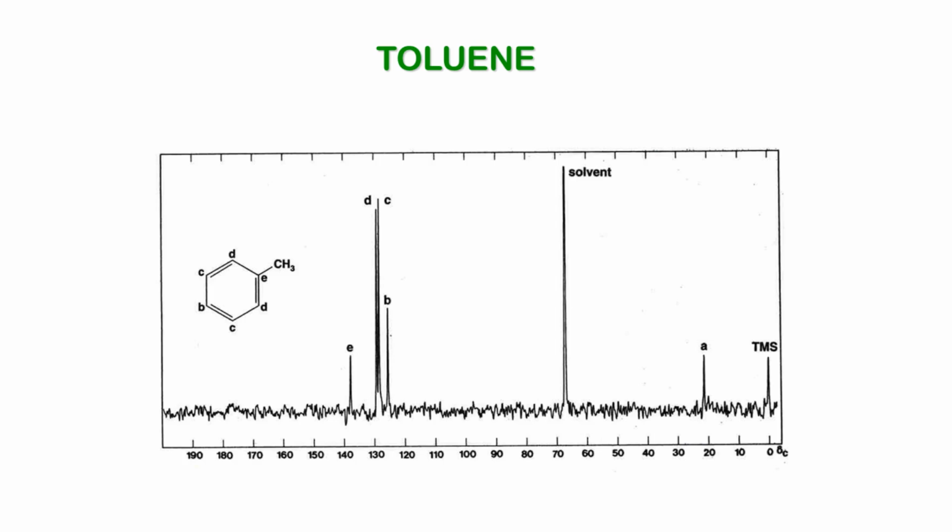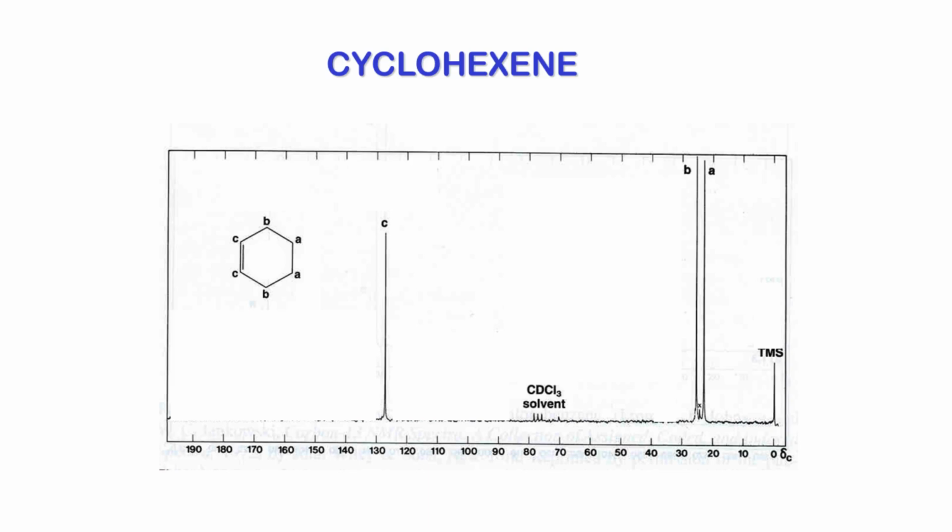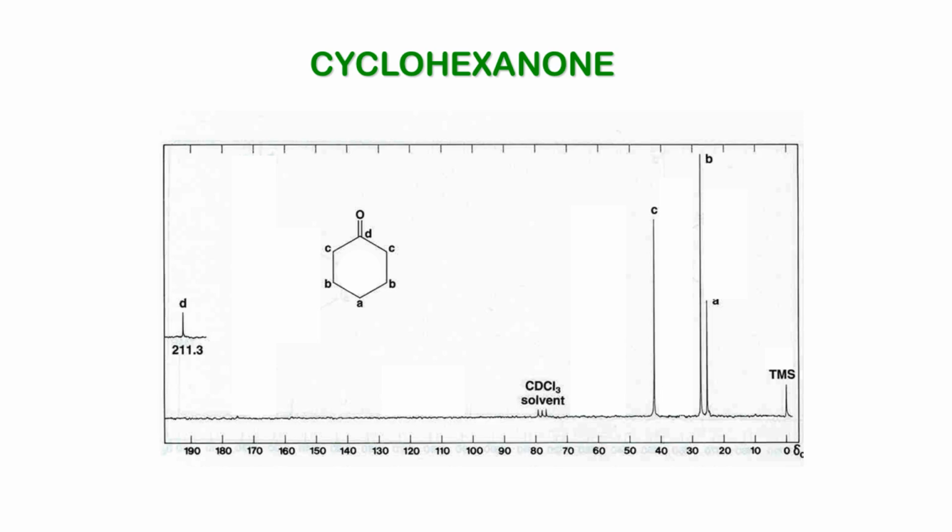Now, let's look at toluene. The methyl group attached to the benzene ring causes a shift in the aromatic carbon signals. The spectrum shows distinct peaks for the carbons in the ring and the methyl group. Cyclohexene's spectrum is next. The double bond in the ring causes a significant shift in the chemical environment of the carbons, resulting in distinct signals for each carbon in the ring.